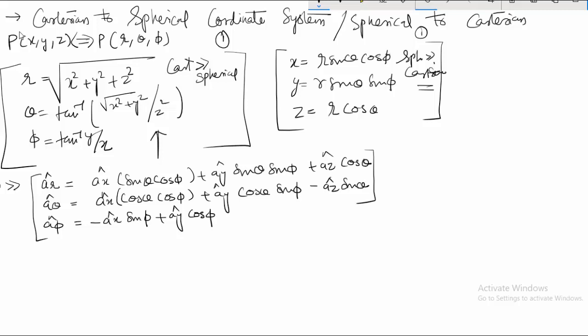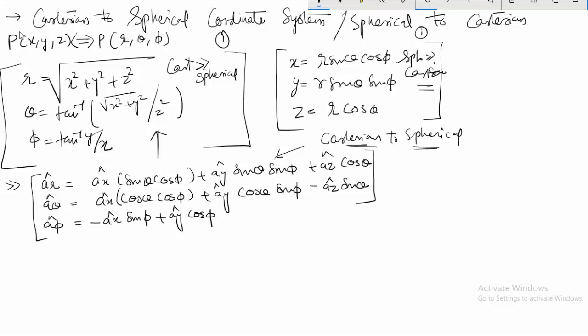The next thing is to represent the vectors. So this is how to convert when you know the values in the Cartesian system, so the Cartesian to spherical.